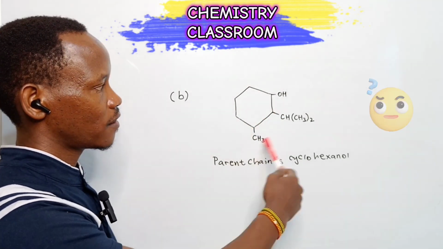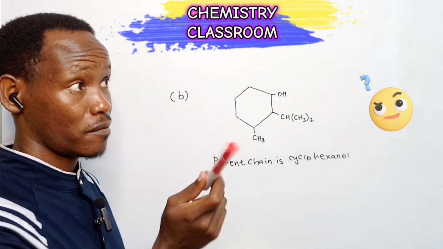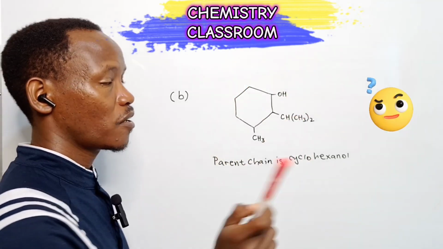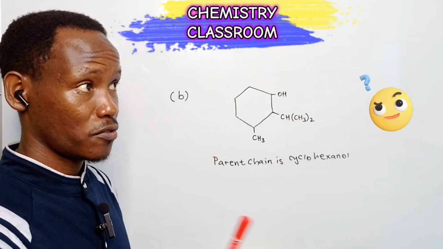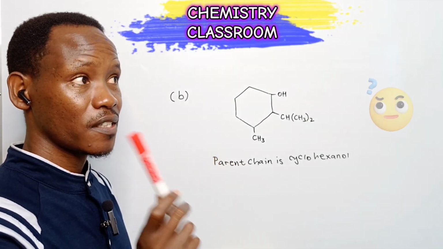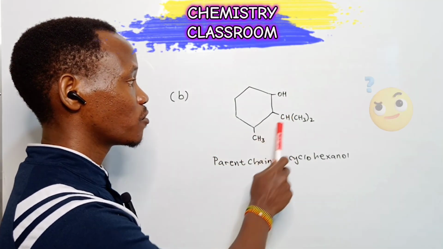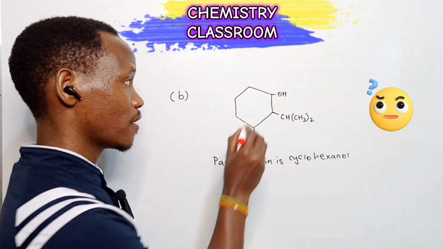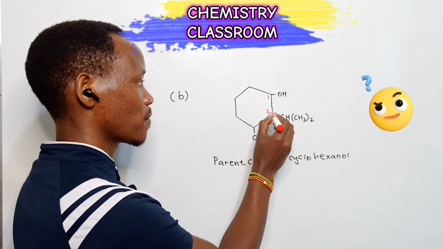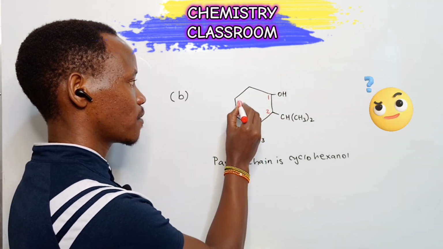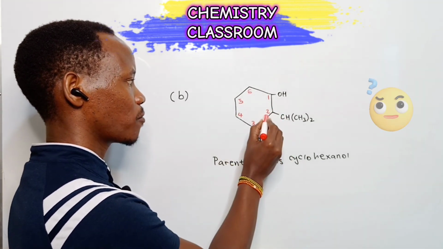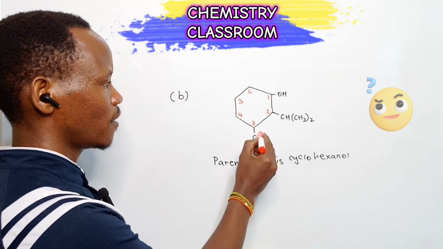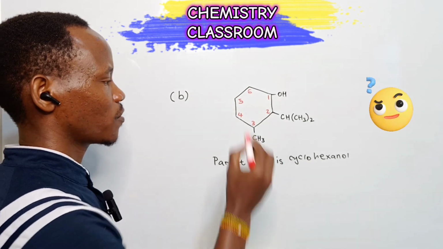Since it is a cyclic parent chain, the direction of numbering can be in the anti-clockwise direction or in the clockwise direction. But before we determine which of the two directions to use, the direction we choose is the one that will give these two substituents the lowest numbers possible. By using that hint, this is our direction of numbering. Since our two substituents are now on position 2 and 3, if you had numbered in the anti-clockwise direction, this would have been position 4 and position 5.